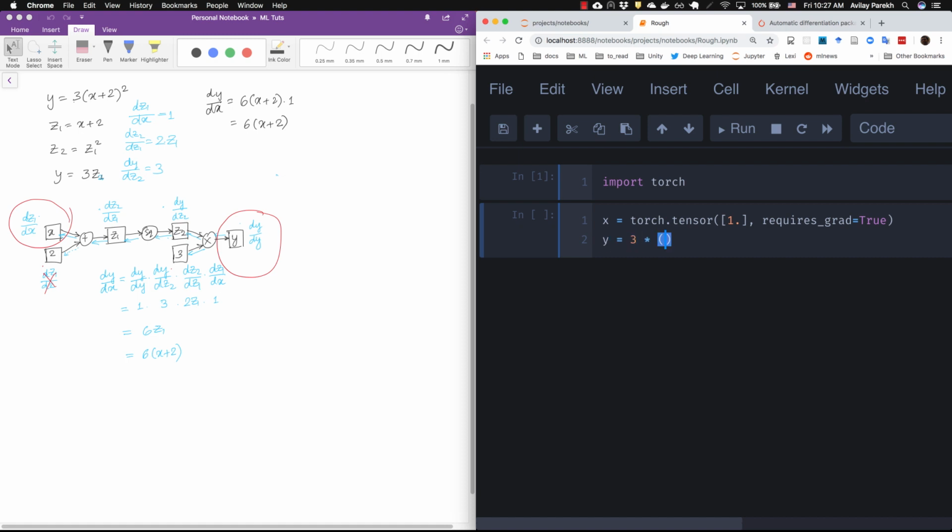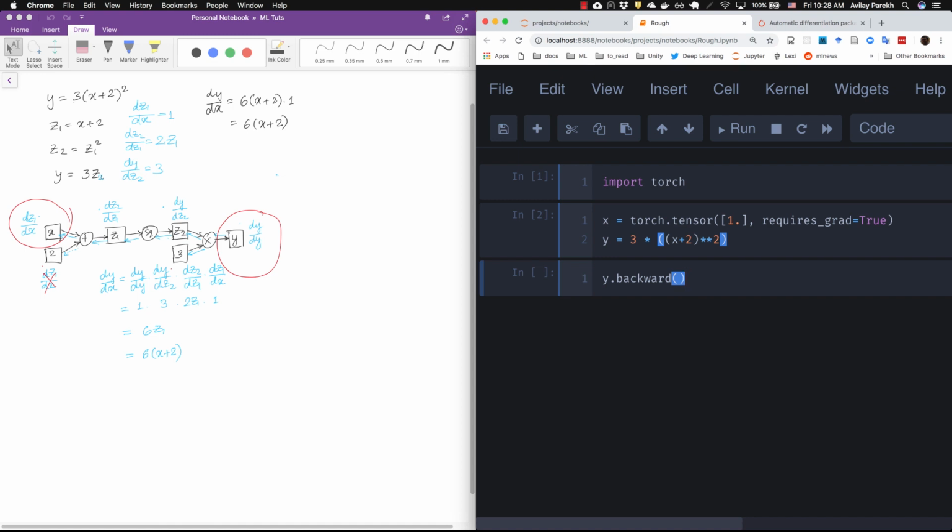Y, let's define the equation, is 3 times (x plus 2) whole squared. When you define y like this, behind the scenes PyTorch created the compute graph. So we didn't have to do anything for it to create the compute graph. However, when we want to create the backpropagation graph, we have to tell PyTorch to do that.